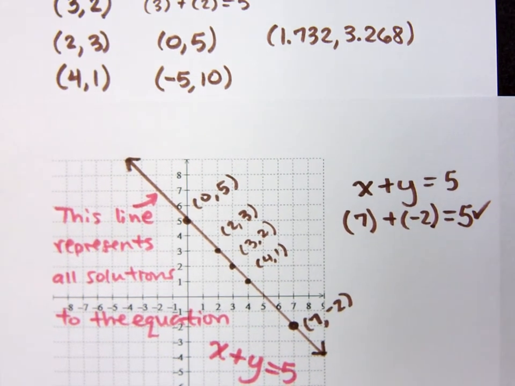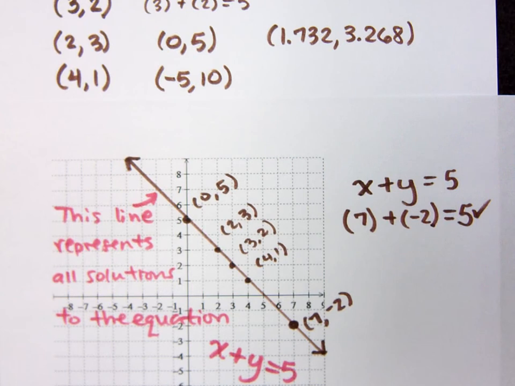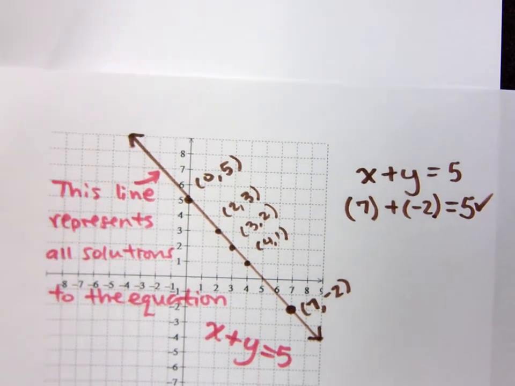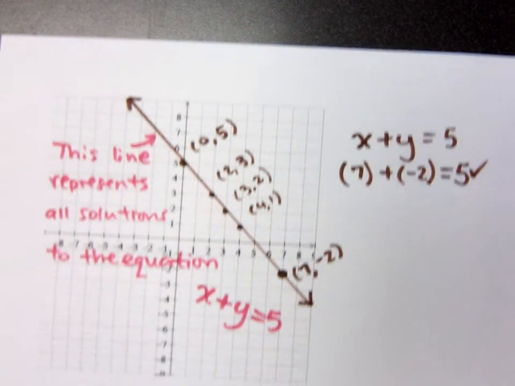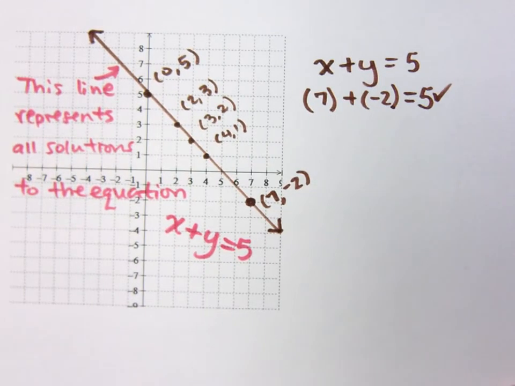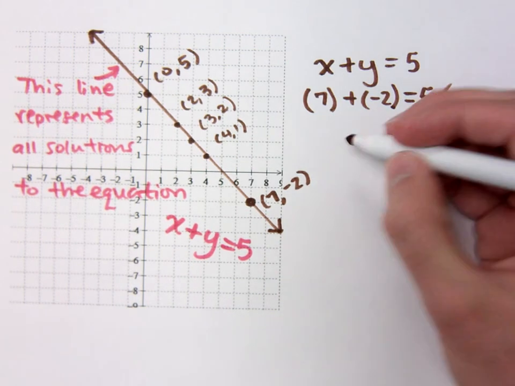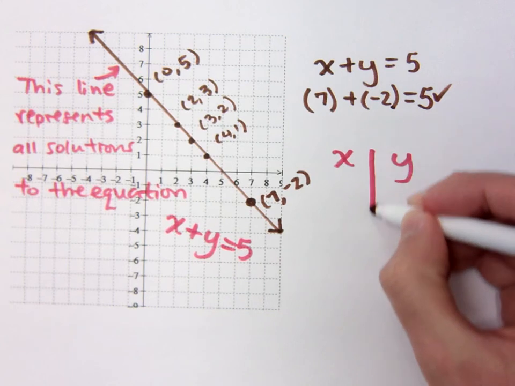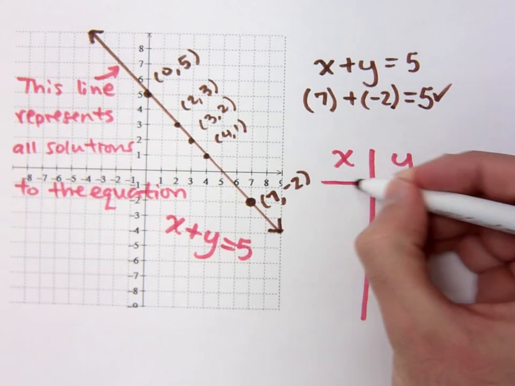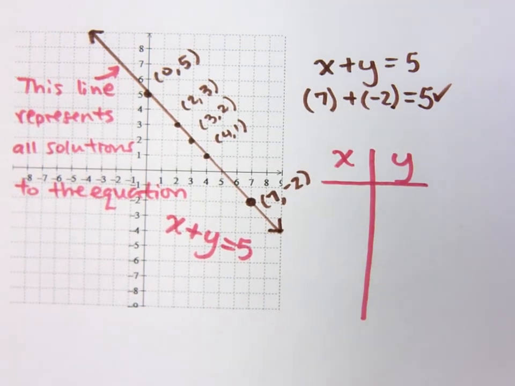Now, there are other ways we have for talking about graphing these and even coming up with the points. So that's what I want to look at here. One of the first things that we have is a t-table. With the t-table, what we do is we just pick values for x, we plug them into the equation, and we find the y.